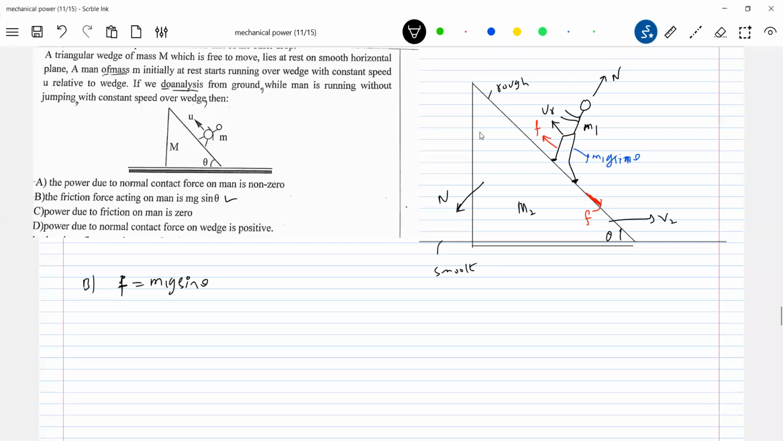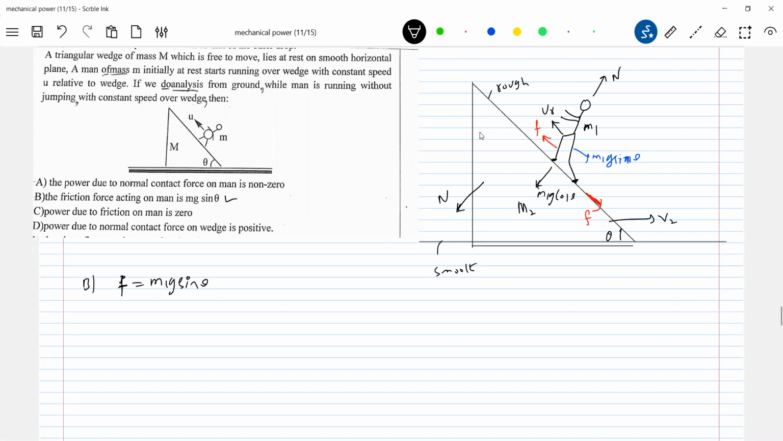The person is moving with a constant speed. So F is a static friction, F equal to m1g sine theta. And you see that all the velocities are constant. So what should N be equal to? N should be equal to m1g cos theta. This is in the vertical direction, along the normal direction.